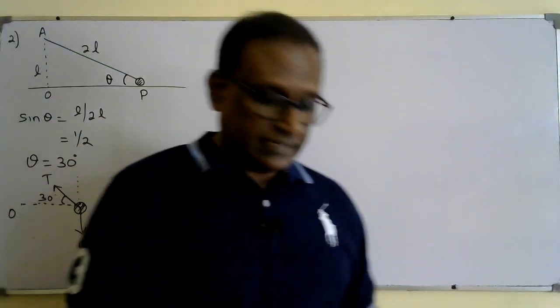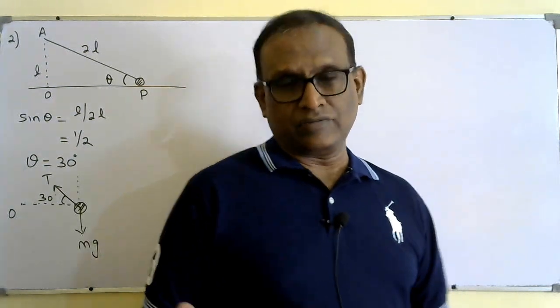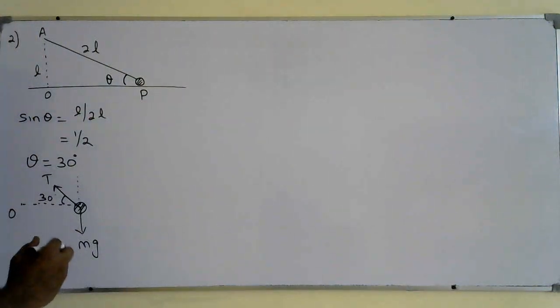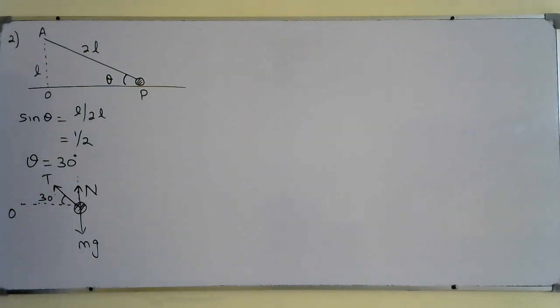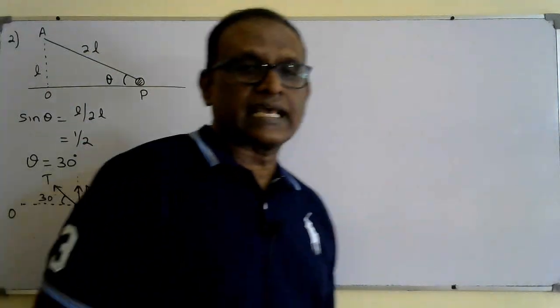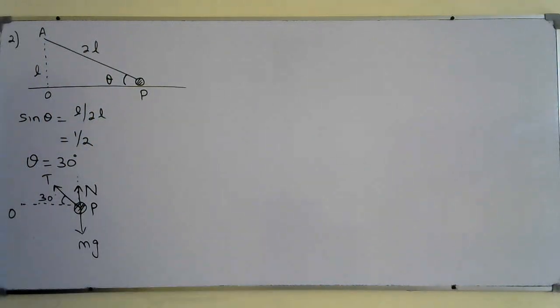Additional to that, since the particle is in contact with the ground, there will be a normal reaction. We will mark the normal reaction with capital N. Right, so these are the only 3 forces acting on the particle P when it moves on the circular path, touching the floor. Okay, so we'll continue further.